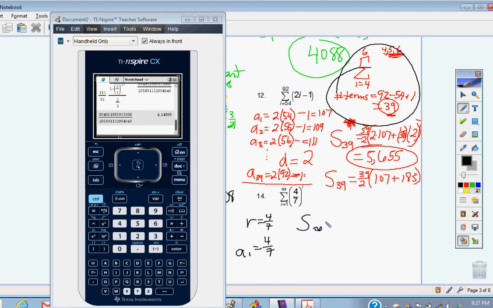So this is an infinite sum, very obvious because it has an infinity symbol on it. We take our first term, which is 4/7, and divide by 1 minus 4/7. So basically we are taking 4/7 and dividing by 3/7, because 7 over 7 minus 4 over 7 is 3/7. Division is the same as multiplying by the reciprocal, so that would be 7/3. The 7's cancel, and we get the infinite sum of 4/3. No calculator needed on those. All right, and that's that.